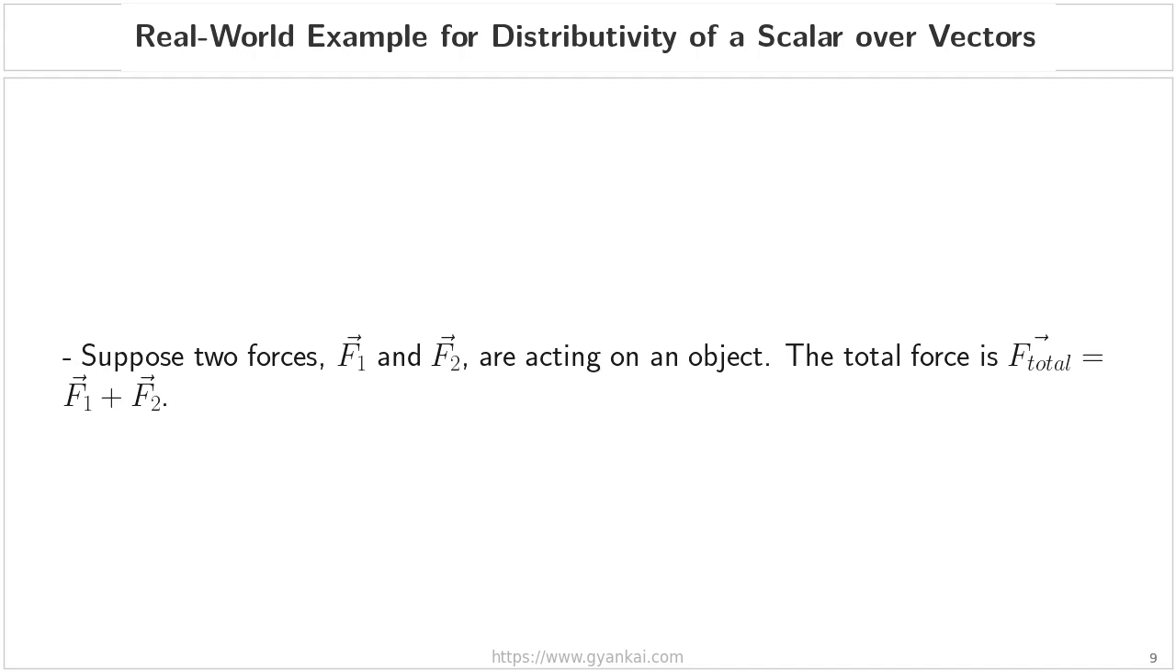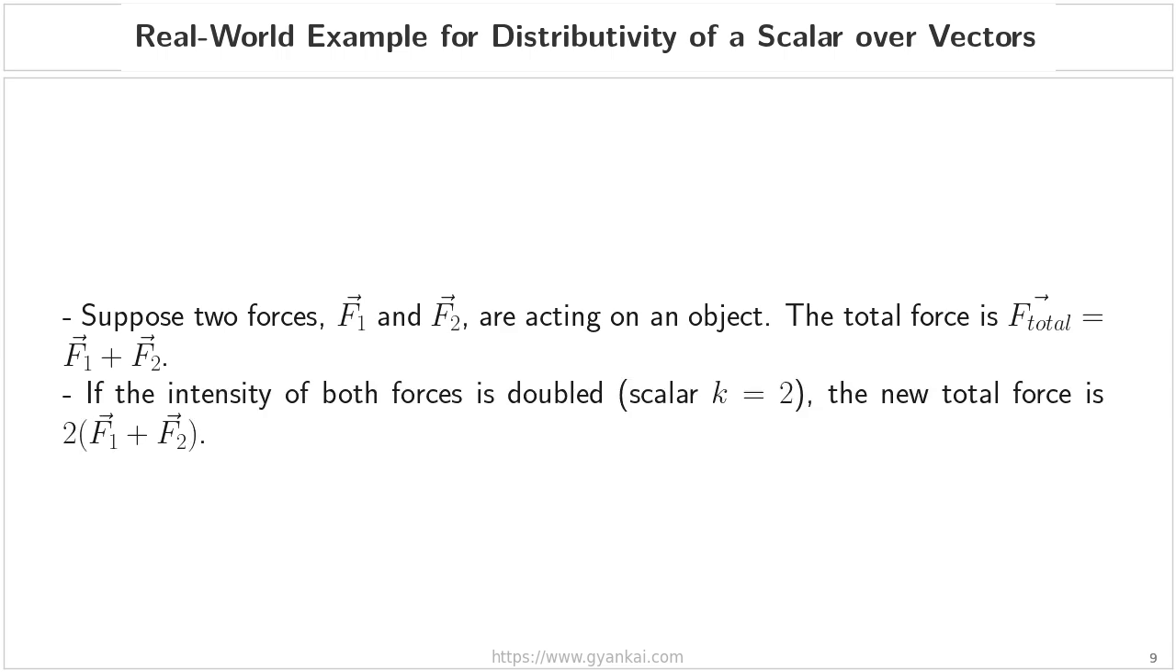Imagine you have an object, and 2 different forces are pulling on it at the same time. We can represent the first force as vector F1 and the second force as vector F2. To find the total force acting on the object, we simply add them together, so total force equals F1 plus F2.